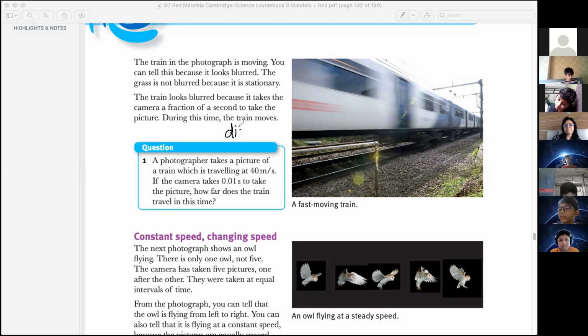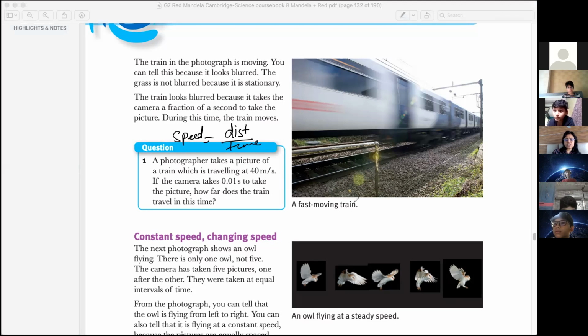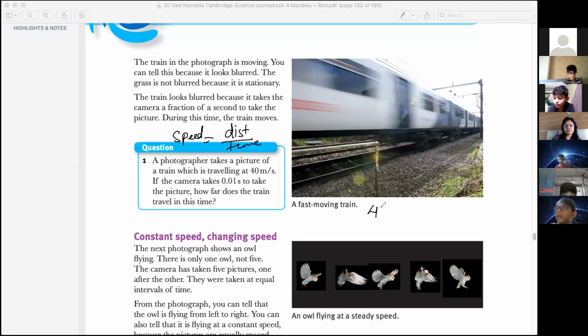Distance divided by time equal to speed. Now what is the speed? Yes. Put the value. What is the speed? Ma'am, 40 meter per second. Correct. 40 meter per second is equal to 40 meter distance per second, and time is 0.01 second. Okay.